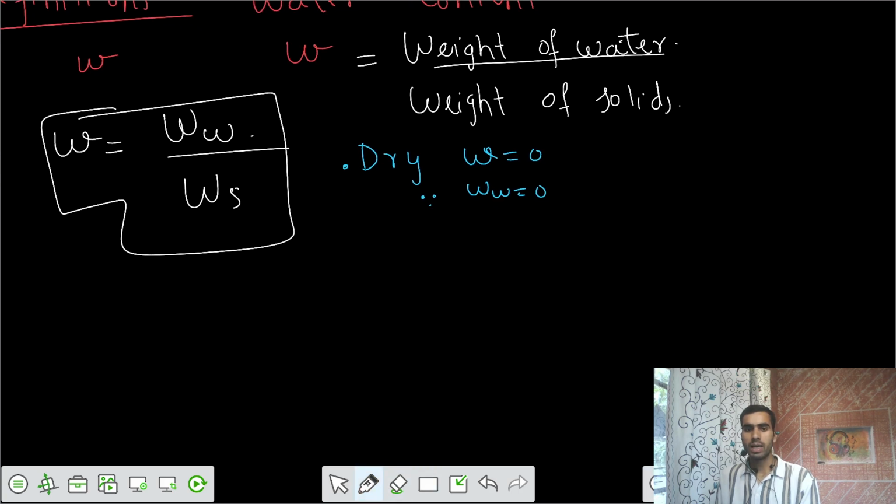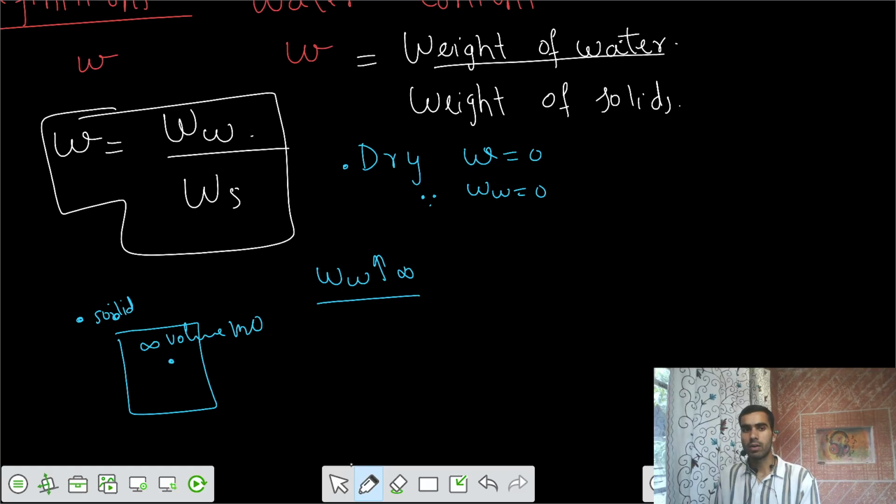And there might also be a possibility that you have one soil solid particle inside an infinite volume of water. That means we have an infinite weight of water and very little weight of soil, so the water content would be greater than 0. But actually the soil won't be in this way, with one soil particle in an infinite volume of water. We're not going to say that.